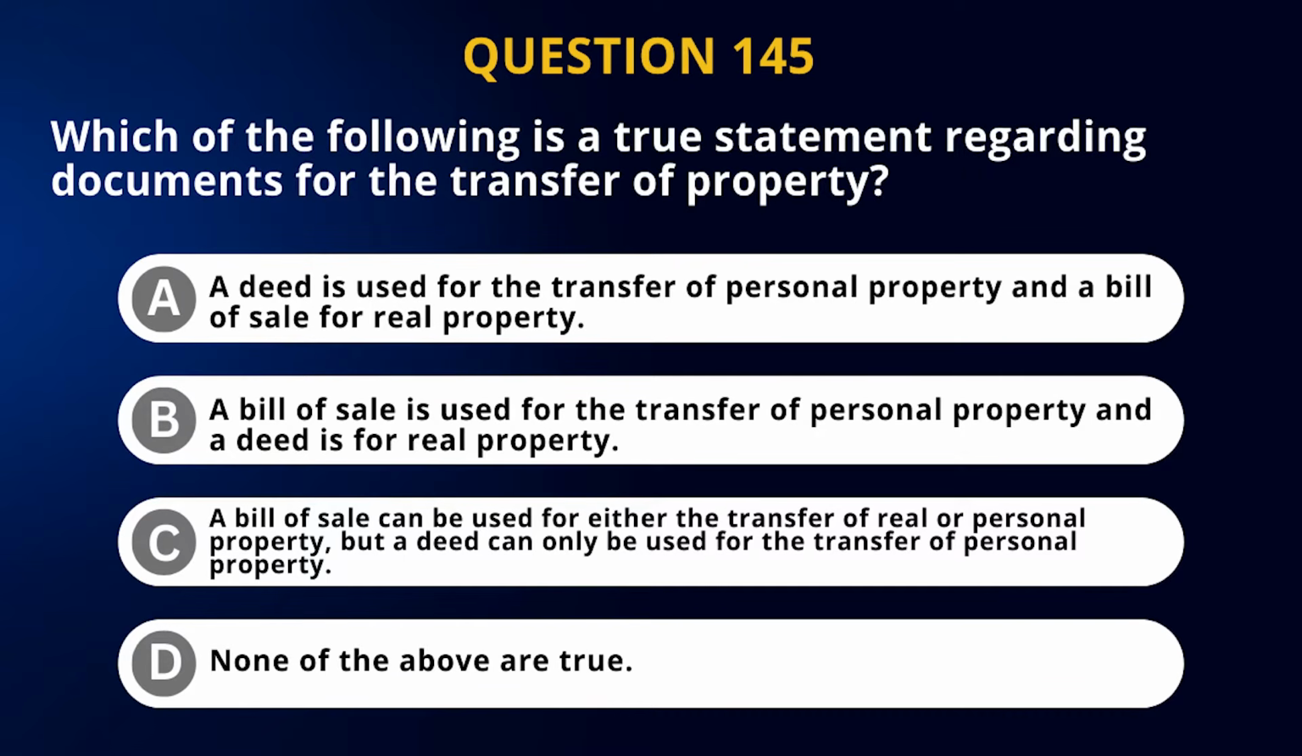Question number 145. Which of the following is a true statement regarding documents for the transfer of property? Letter A, a deed is used for the transfer of personal property and a bill of sale for real property. Letter B, a bill of sale is used for the transfer of personal property and a deed is used for real property. Letter C, a bill of sale can be used for either the transfer of real or personal property, but a deed can only be used for the transfer of personal property. Letter D, none of the above are true. Question number 145. Which of the following is a true statement regarding documents for the transfer of property?